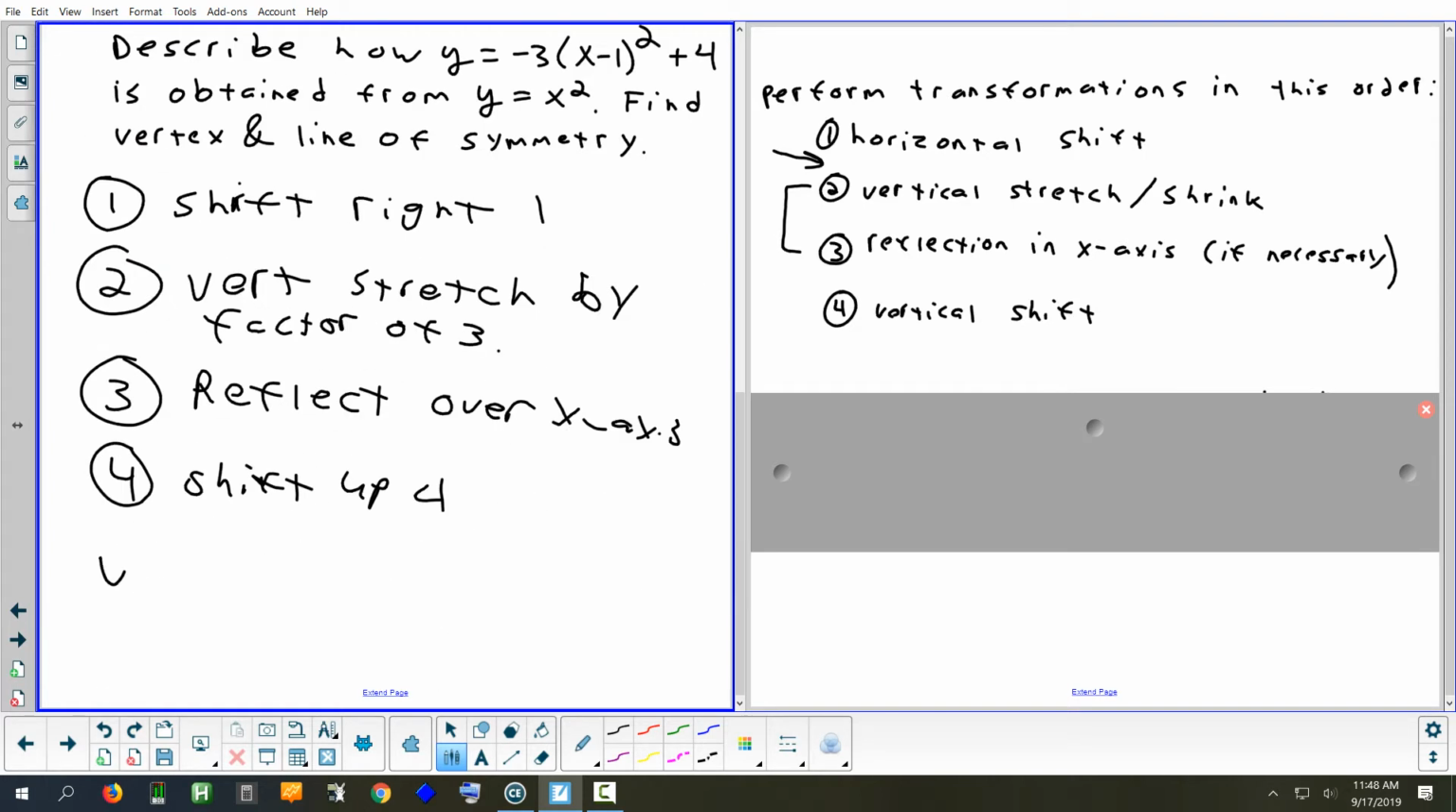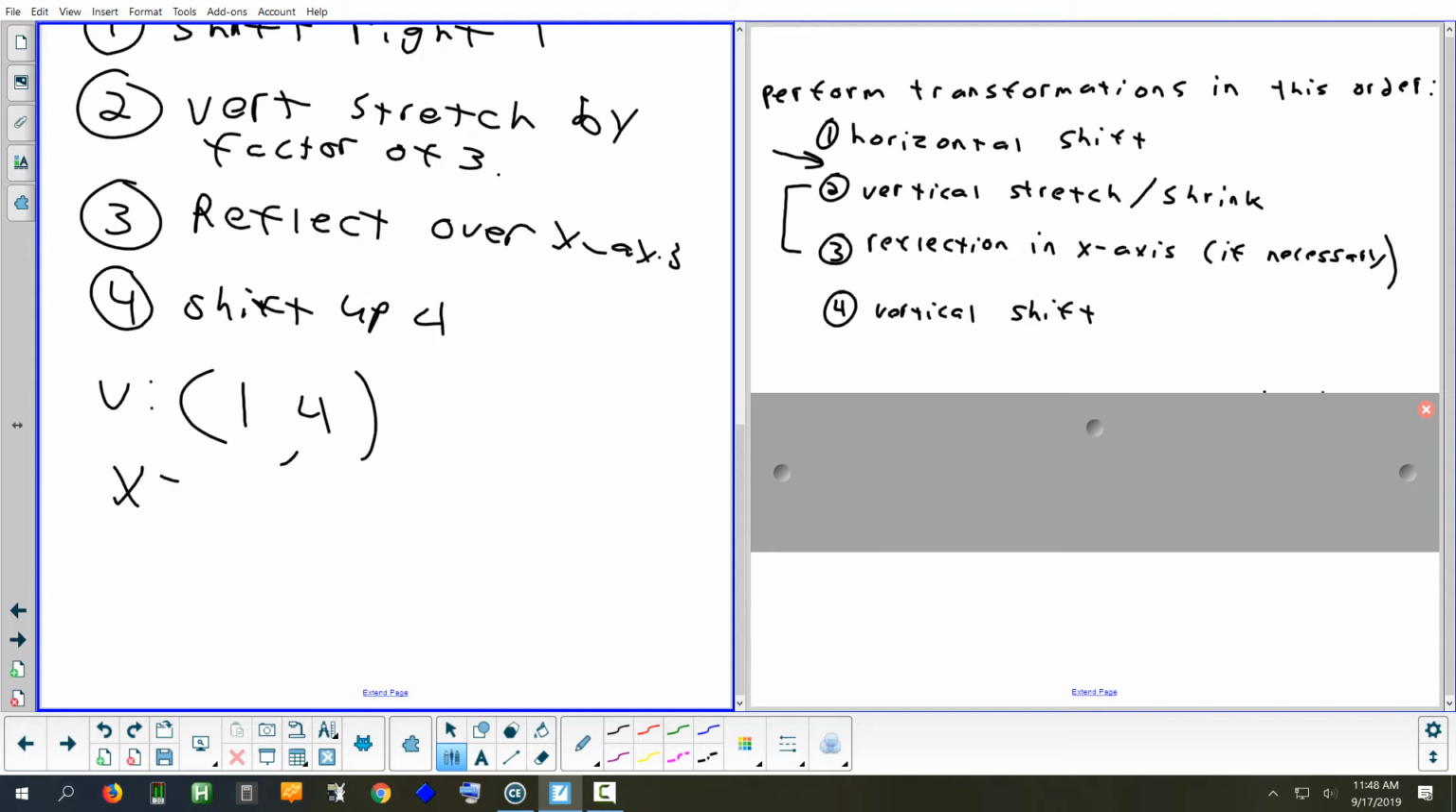Okay, now the vertex. Well, the vertex would have been at the origin, but what is the coordinate if you start at the origin and go right 1, up 4? Where do you end up? 1, 4. Now, your line of symmetry normally would have been x equals 0, but you shifted your line right 1 unit. Now your line of symmetry is x equals 1. Shifting up and down has no effect on your line of symmetry.